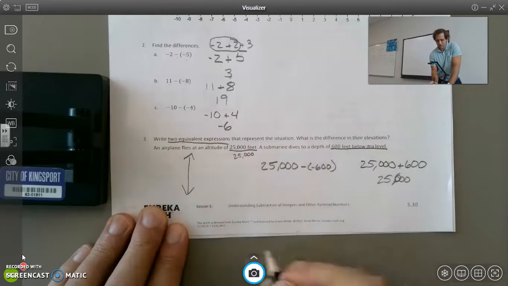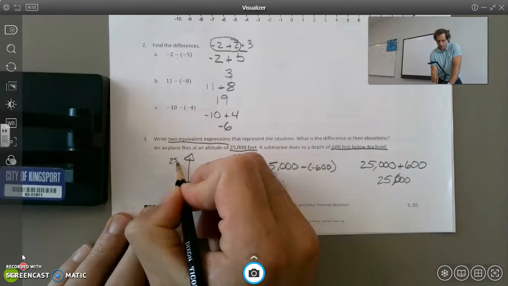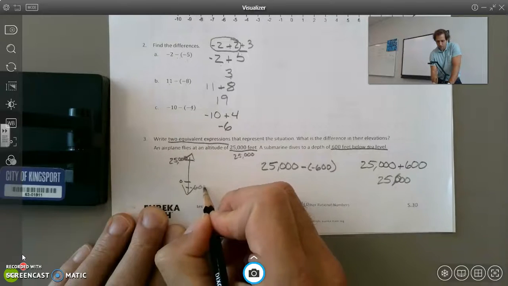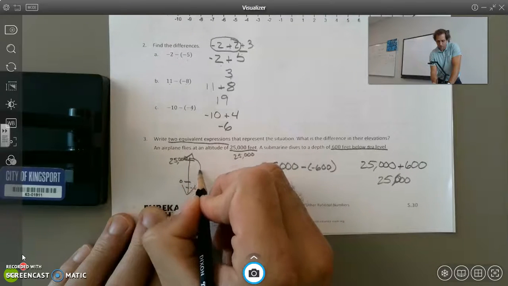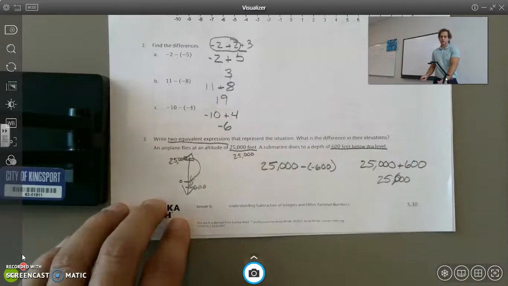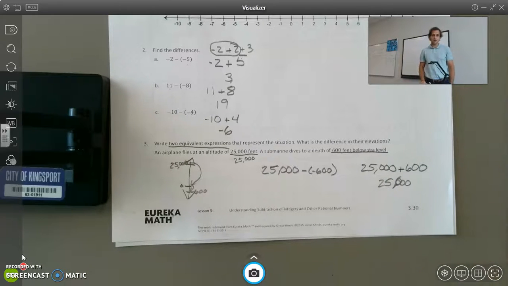And if you want to think about that on a number line real quick, why would we add those two together? Well, if we're at 0, 25,000 is up here, negative 600 is just below. I'd have to go 25,000 to get to 0, and then another 600 to get to negative 600. So that's why the distance is going to be actually greater than 25,000. We'll be adding these together.